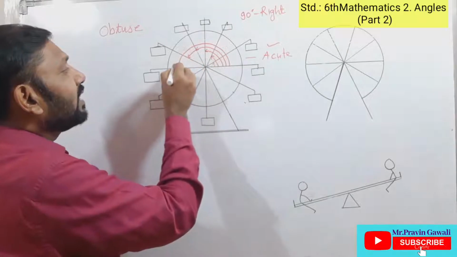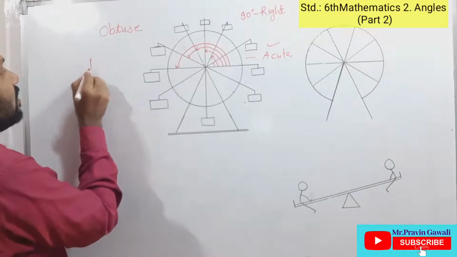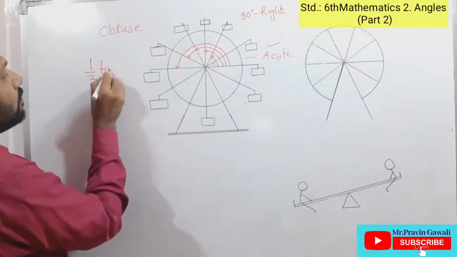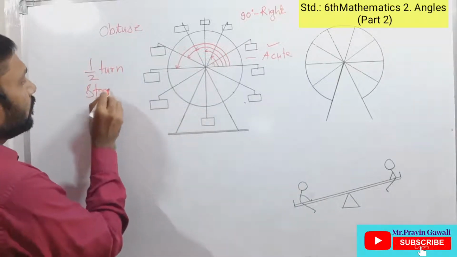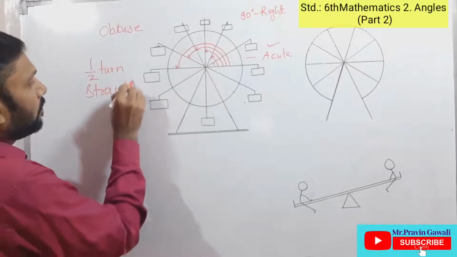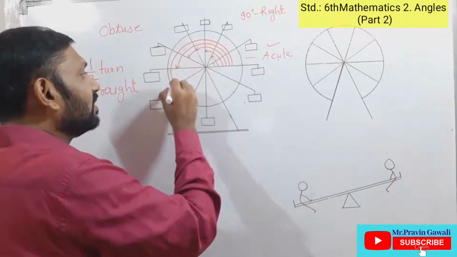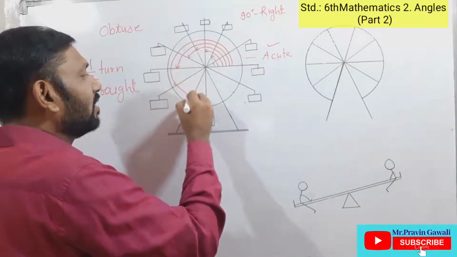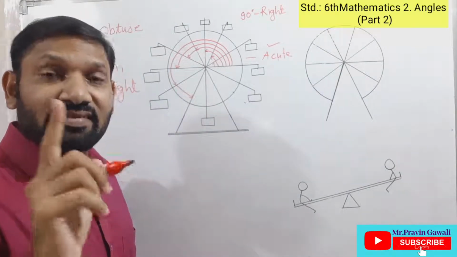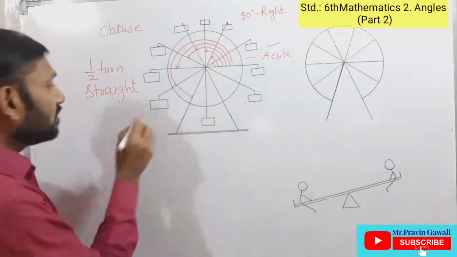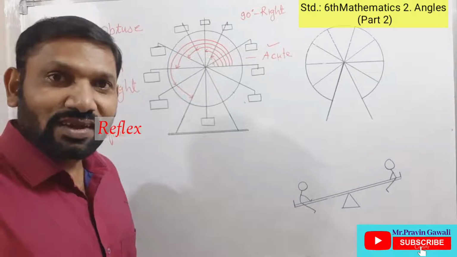Now see, if we move further again, here this angle completes a half turn. It completes a half turn, so it is a straight angle. Again if we move further, then see this angle as well as this angle. Both are more than 180 degrees and less than 360 degrees, so these are called what? Reflex angle.